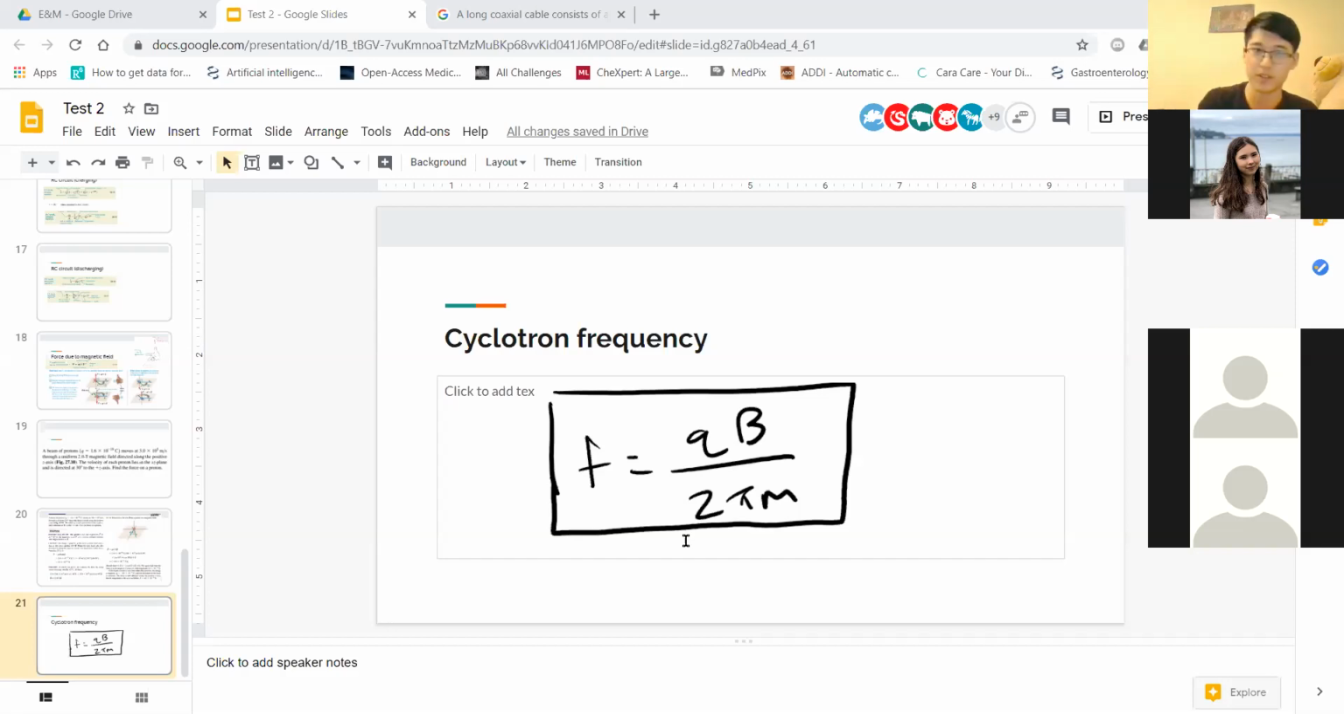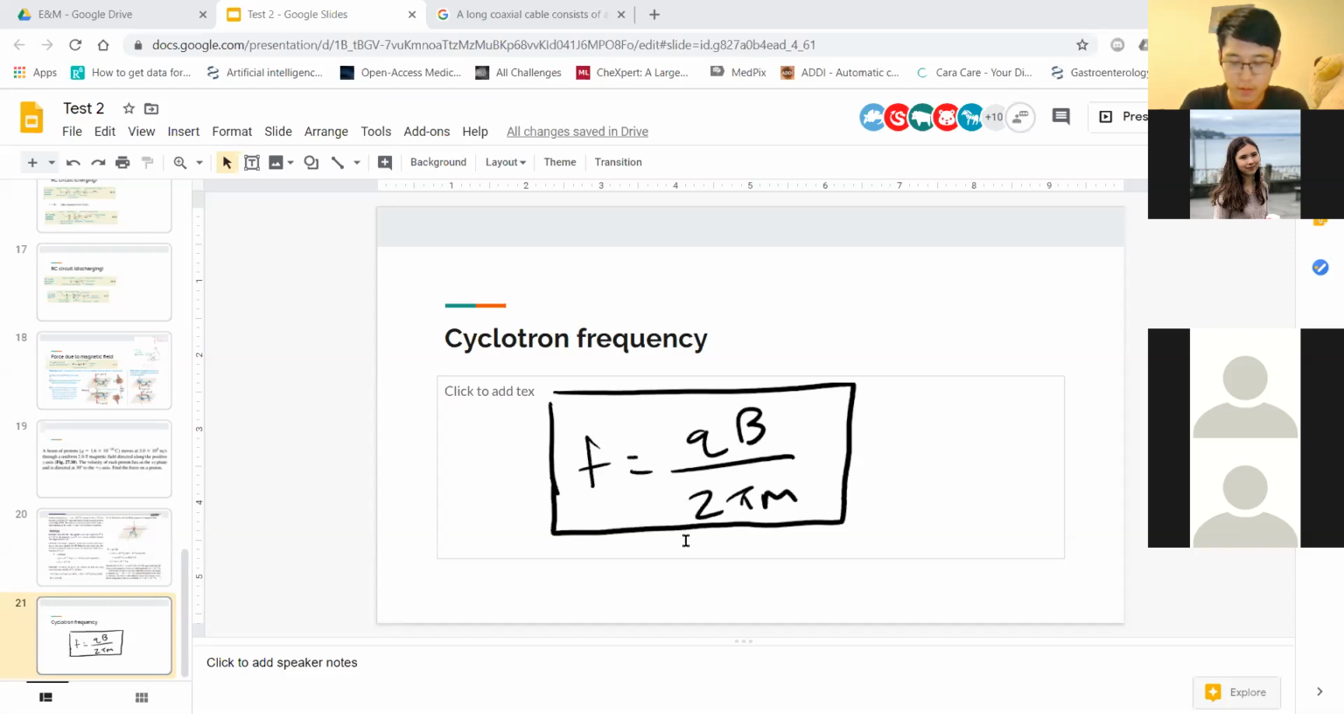So you have an electron that's going around in a circle, and the cyclotron frequency is how many revolutions it makes per second. I'm not going to go into how you calculate it, but that's just what it means: however many revolutions it goes around in a second. Does that answer your question, Donovan? Yeah, I got it.